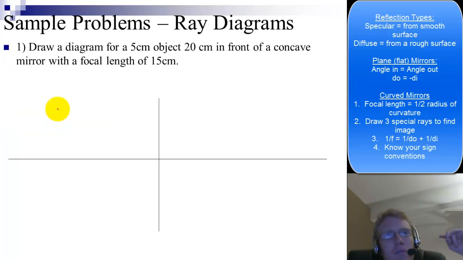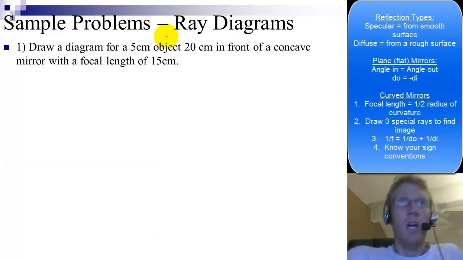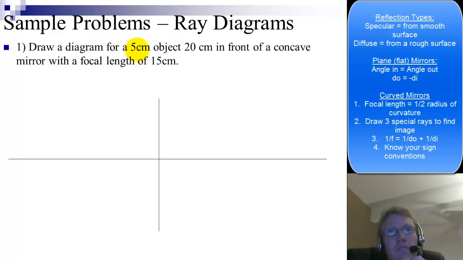Let's get to some examples. Sample problem, ray diagrams. Draw a diagram for a 5 centimeter tall object, 20 centimeters in front of a concave mirror with a focal length of 15 centimeters. So a concave mirror is going to look like this. Focal length of 15, so let's mark off 5, 10, 15. There's our focal length. And our object is at 20, so there's 20. Here's our object, and it's 5 centimeters tall, something like that. Mine is not to scale, obviously, but it will give you the right idea.